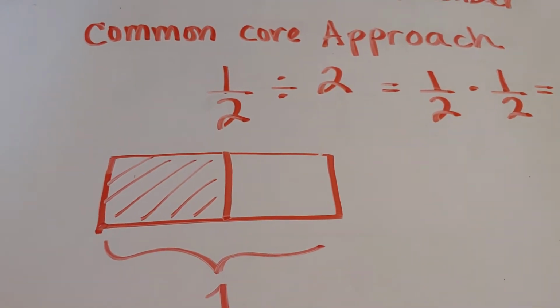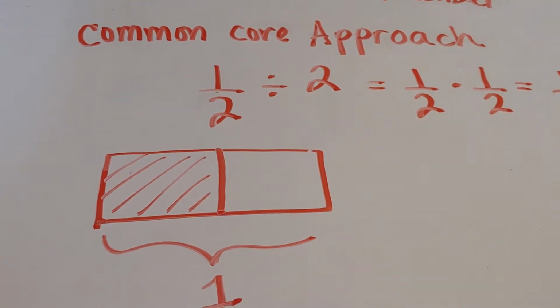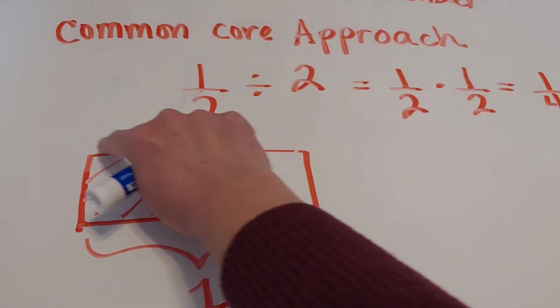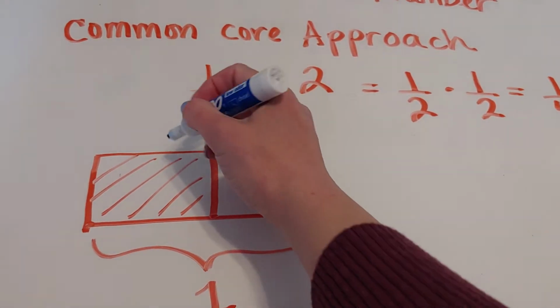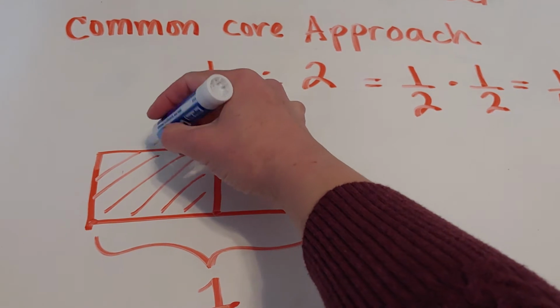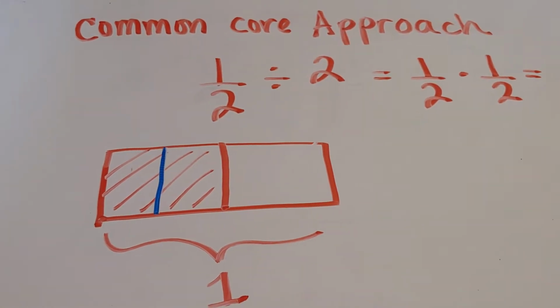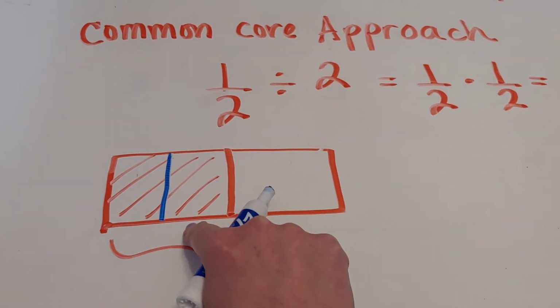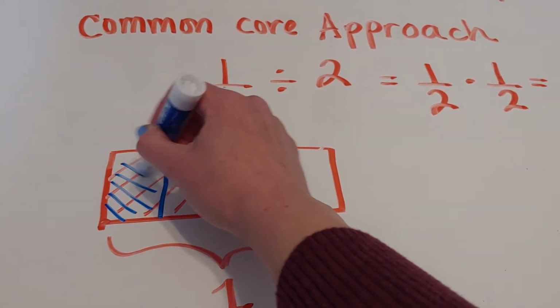Now, that half I want to divide into 2. So we're saying that we want to take this half and cut it into 2. If I take this half and cut it into 2, I get this picture. So what is a half divided by 2? Well, a half divided by 2 is just one of these chunks.